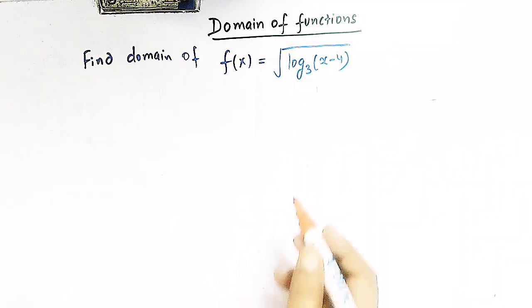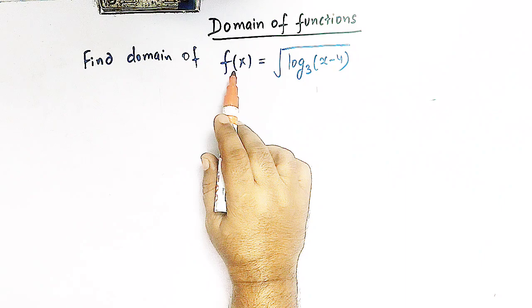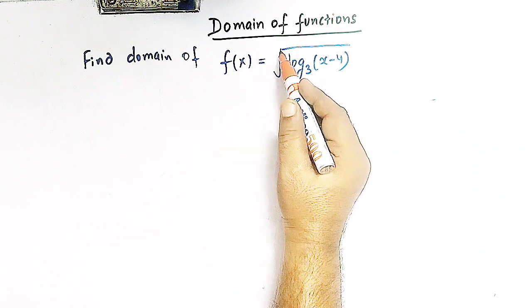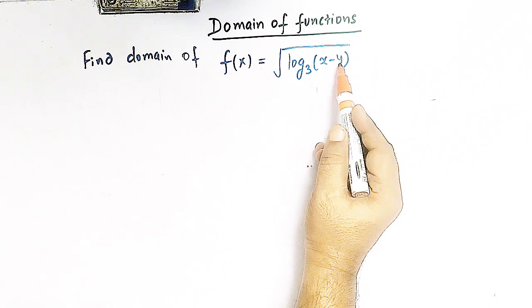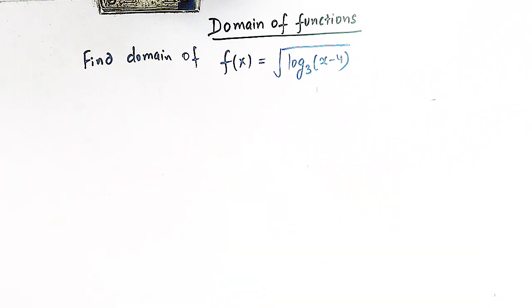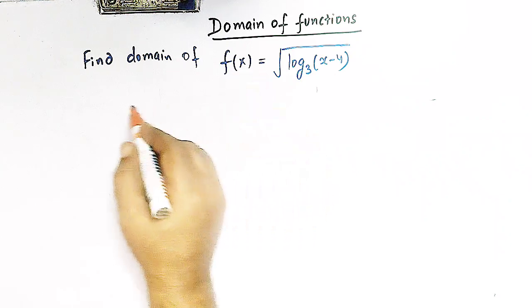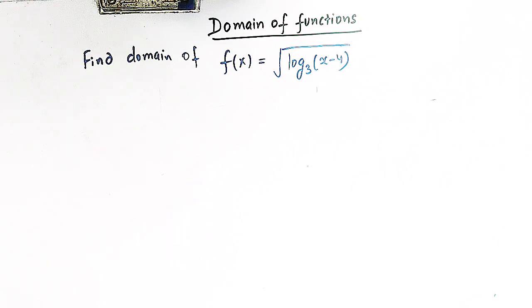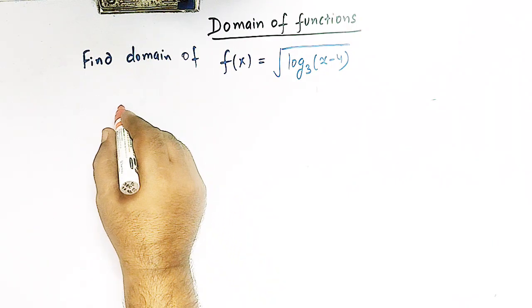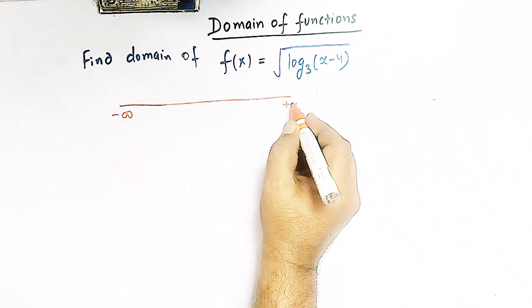So now let us consider one more example. Here we have to find the domain of f of x, where f of x is square root of logarithm of x minus 4 to the base 3, right? In order to find the domain of this function f of x, let us draw the real number line, that is from minus infinity to infinity.